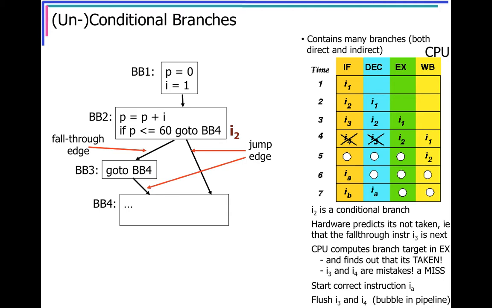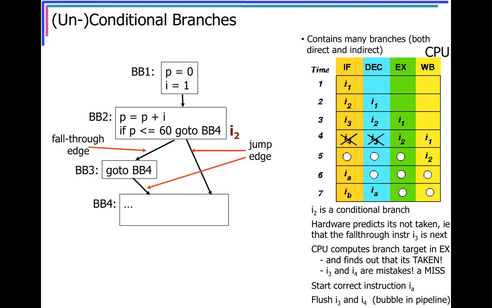So now we proceed on, and we fetch I3, and in the next time step, we're going to fetch I4. Now I2 has made its way all the way to the execution phase of the pipeline. This is where we actually know what the correct next instruction is. At this point, if we were right and I3 was the next instruction, we would be golden. We wouldn't have any problems. We'd just proceed on. Our guess would have been right. However, in this case, we were wrong, and the jump edge was taken for I2. But we have brought in I3 and I4 incorrectly.